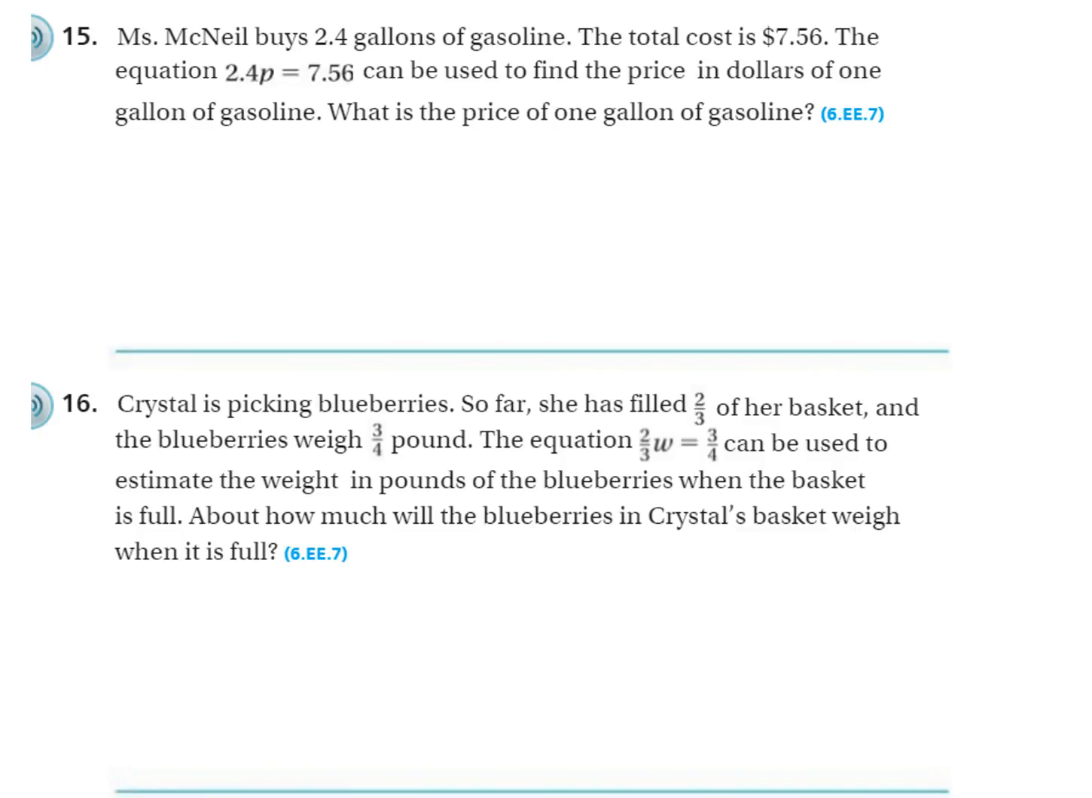All right, let's look at problem 15. Miss McNeil buys 2.4 gallons of gasoline. The total cost is $7.56. The equation, oh good, they gave it to us. That's always nice. That's our key piece of information. It can be used to find the price in dollars of 1 gallon of gas. What is the price of 1 gallon of gas?